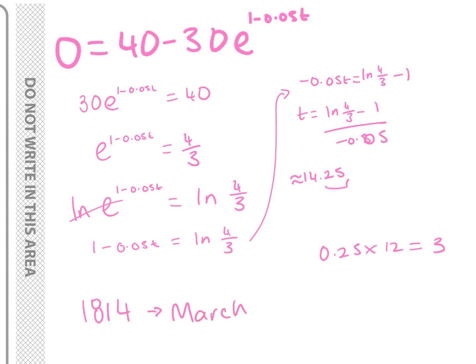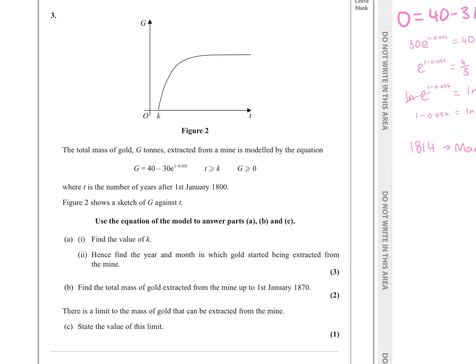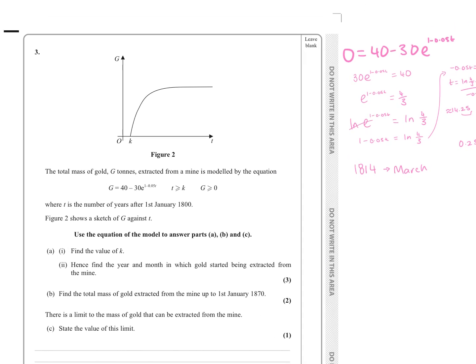Okay? Nice and simple. Right, so now part B says find the total mass of gold extracted. I don't think that's the logic. So if we think about it, 1800 to 1870 is a full 70 years. So T is 70. So we're going to have g equals 40 minus 30e to the power of 1 minus 0.05 times 70, which is going to give me 37.54.